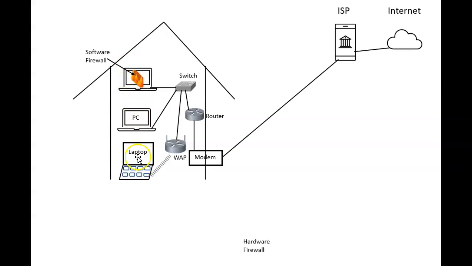Software firewalls are typically on all of these PCs. They may also be built into wireless routers and so forth. But let's talk about the other alternative, a hardware firewall. So the nice thing about the hardware firewall is it protects an entire network.